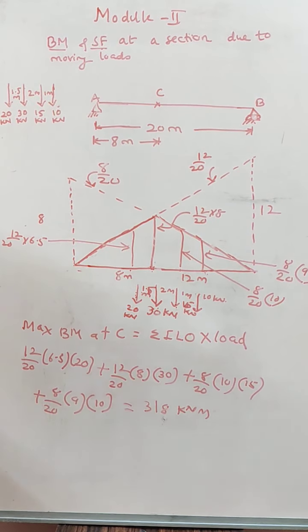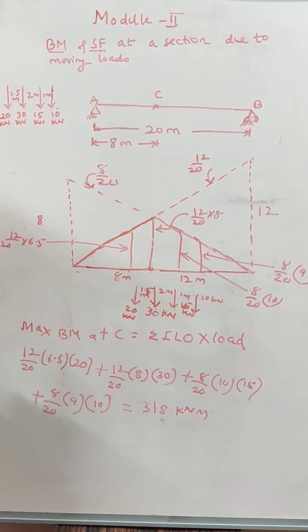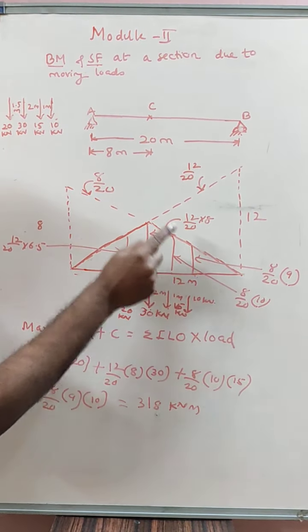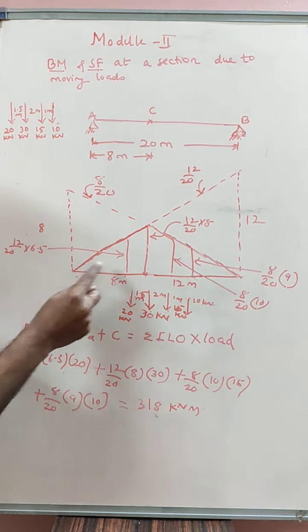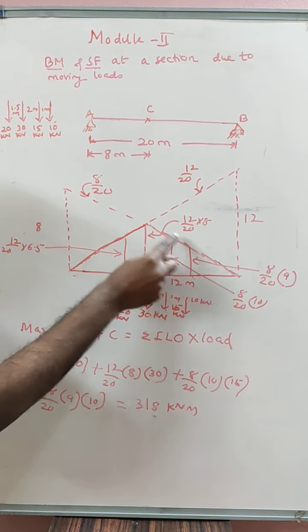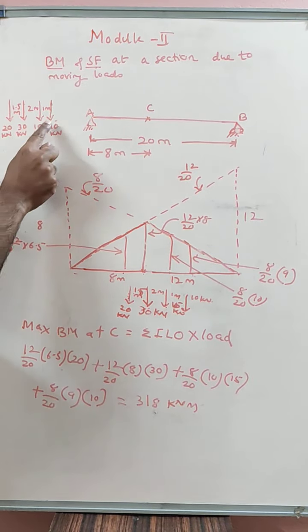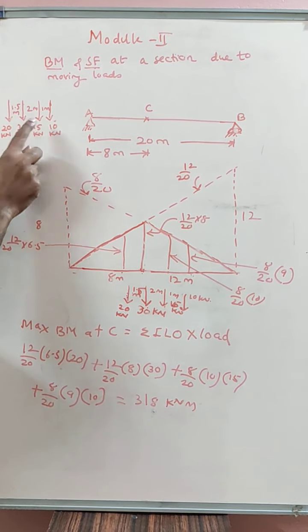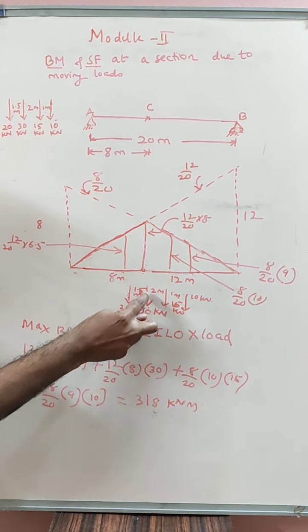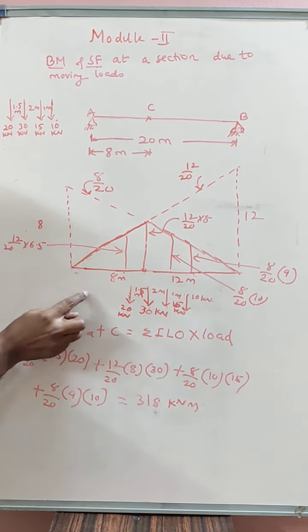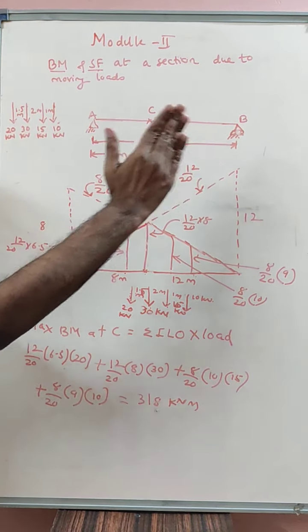So I hope it is clear to you. Once again I will explain how I have done it. First, we have drawn the influence line diagram for bending moment at C by erecting 8 meter, 12 meter here, and then completing this line or this triangle. And after that, we have kept the loads such that this 30 kilonewton occupies the maximum ordinate. So 30 here. So other loads are adjusted. This is one trial when the loads move from A to B.